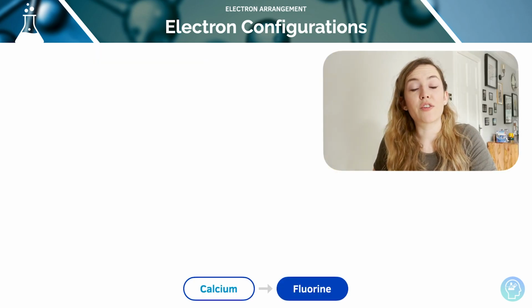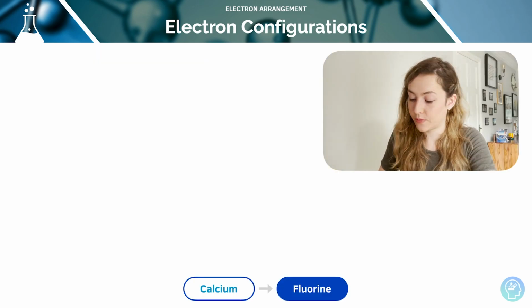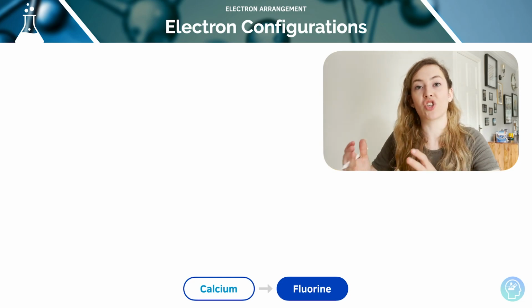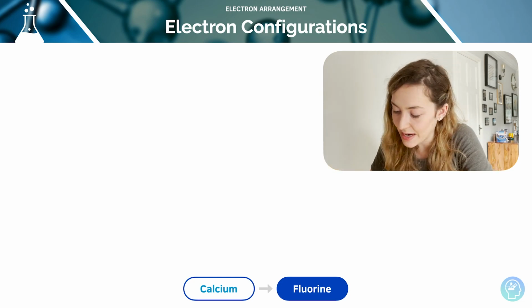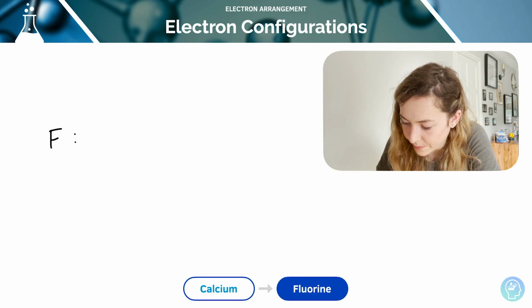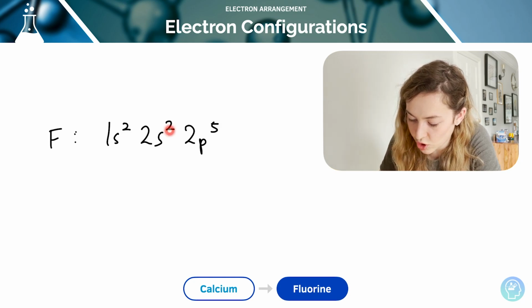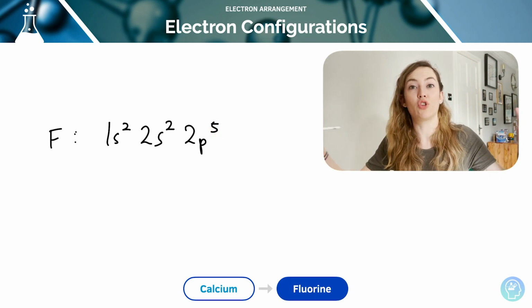What about with fluorine? So fluorine gains electrons, doesn't it? So it's got 7 in its outer shell. It wants to gain 1 to get its 8. So if we've got fluorine, its configuration is going to be 1s2, 2s2, 2p5. So 1, 2, 3, 4, 5, 6, 7, 8, 9. So we've got 7 electrons in the outermost shell, don't we?